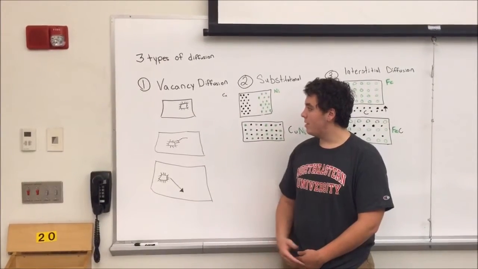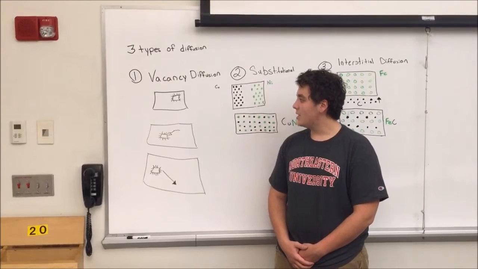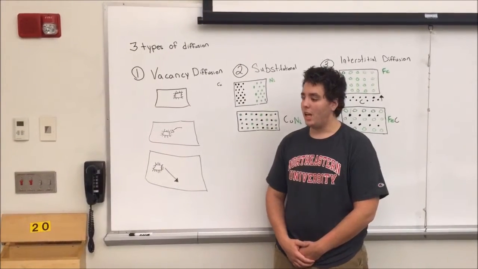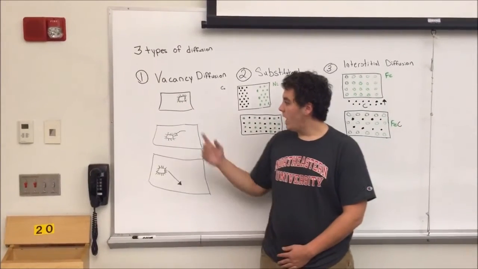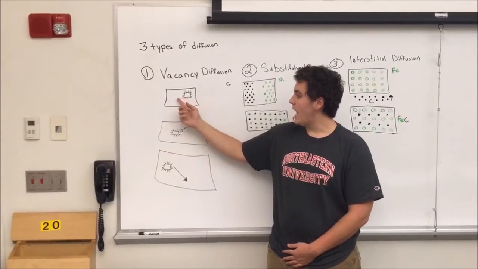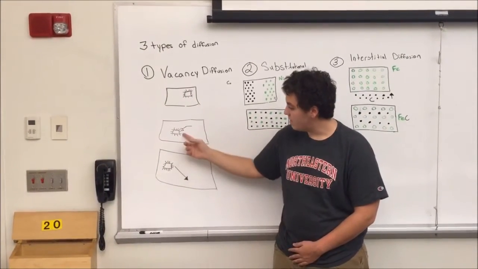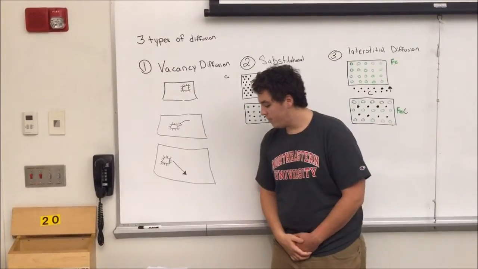There are three types of diffusion. The first diffusion is vacancy diffusion. In this, the microstructure has a vacancy in itself, and it is represented here. What happens in this diffusion is atoms in the microstructure then switch places with a vacancy, as you can see here, and it continues to occur all the time.